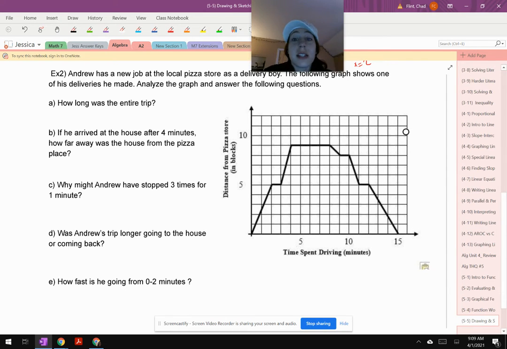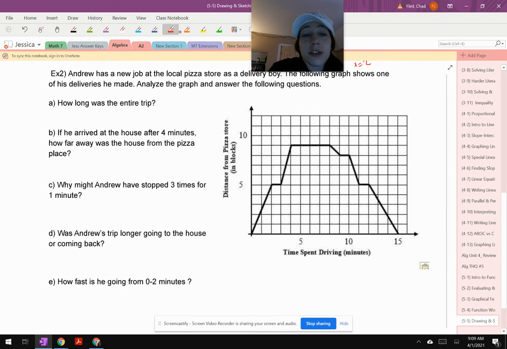So this is an example of one where we're given a graph and you have to answer the questions based on it. On your review sheet and on your homework tonight, I believe, or practice problems, you're going to be given all this information and you're going to have to create the graph from the situation. There's one on your test. Okay, so part A is asking how long was the entire trip?